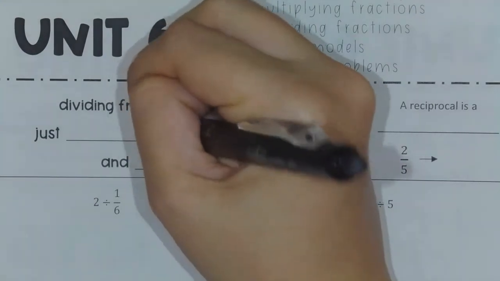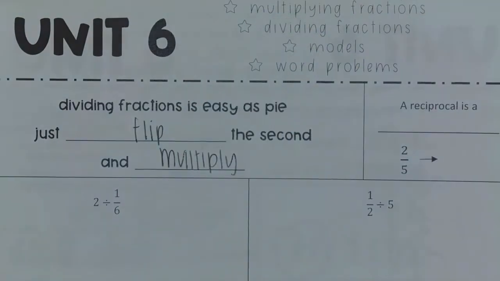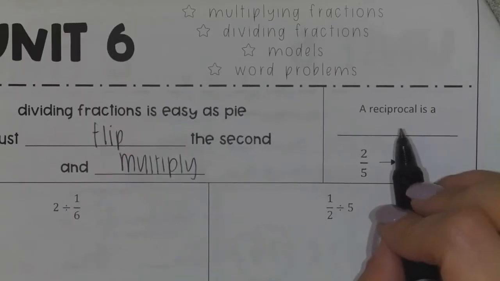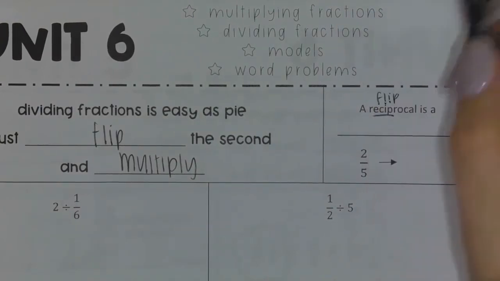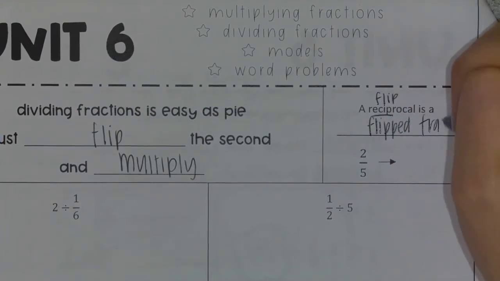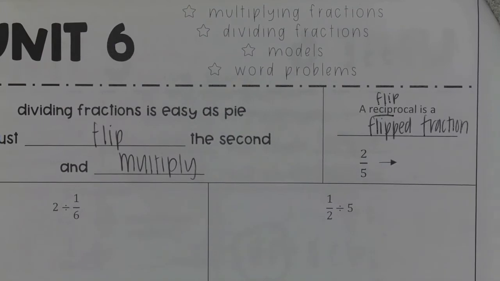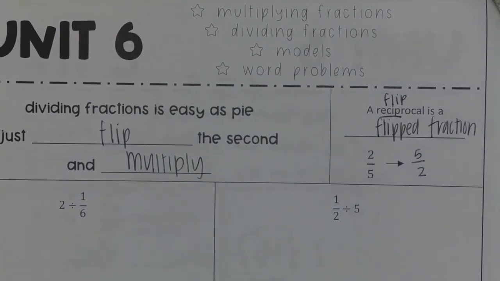All right, then we started talking about dividing fractions. So our song went dividing fractions is easy as pie, just flip the second and multiply. So when we talked about flipping that second fraction, what we're doing is we're creating a reciprocal. So we said that word recip rhymes with flip. So a reciprocal is just a flipped fraction, that's it. So that means you are flipping the numerator and the denominator. So if I have 2/5, the reciprocal of that would be 5/2. I just switched where they were.